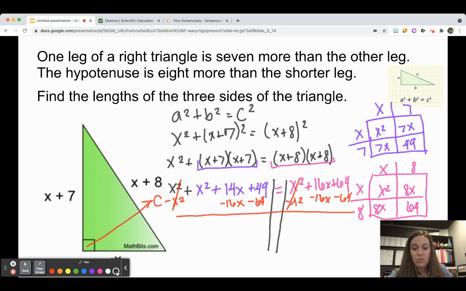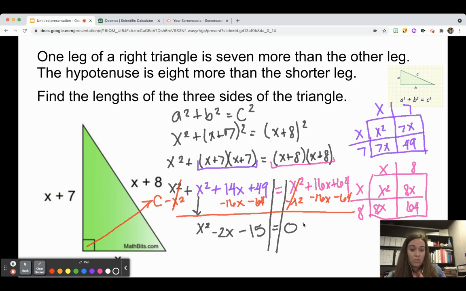Okay, so when I do all of that, I have an x squared left. If I was to combine those, I would say 2x squared, then subtract 1 will still give me the 1x squared. Okay, 14 minus 16 is negative 2. And then 49 minus 64. I don't want to mess up during the video, so I'm going to do that in the calculator. Okay, and then that is negative 15. And then that is equal to 0.